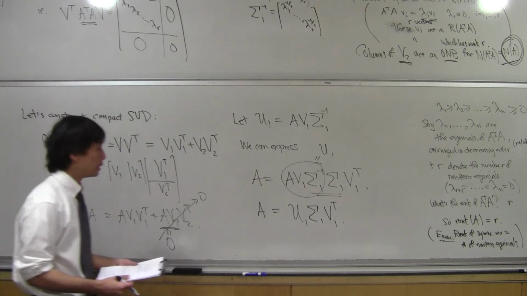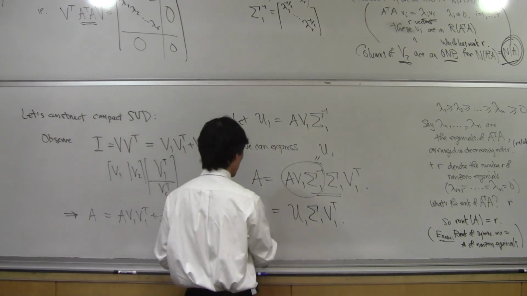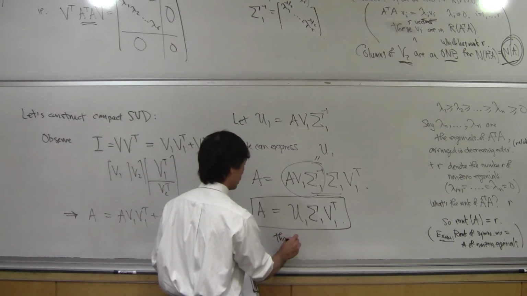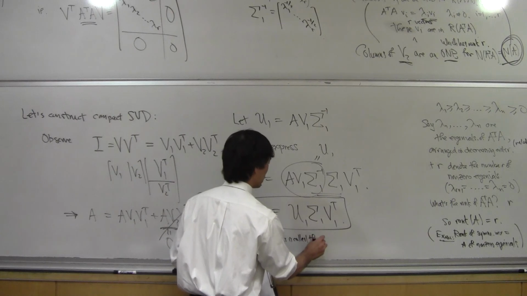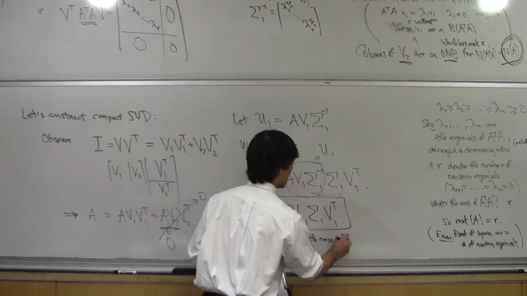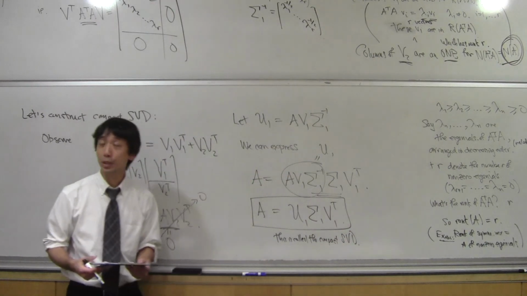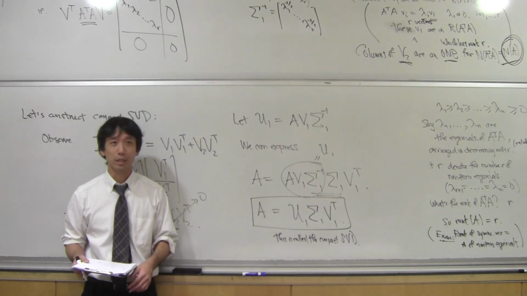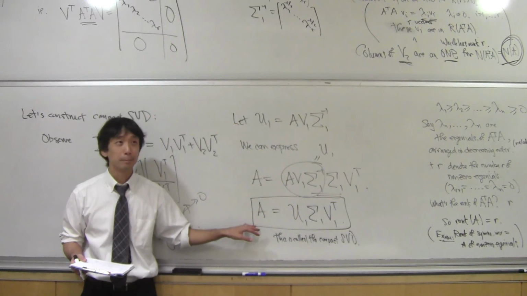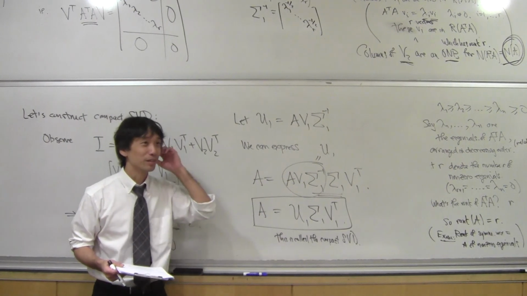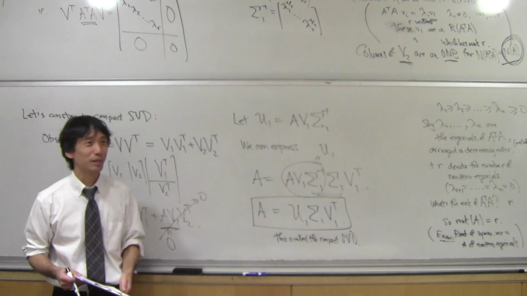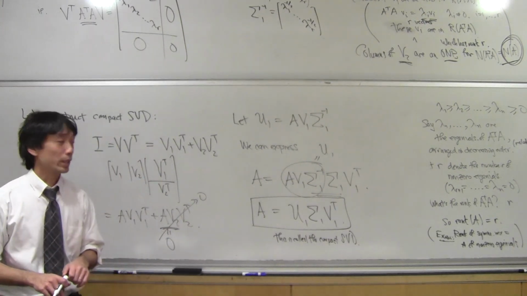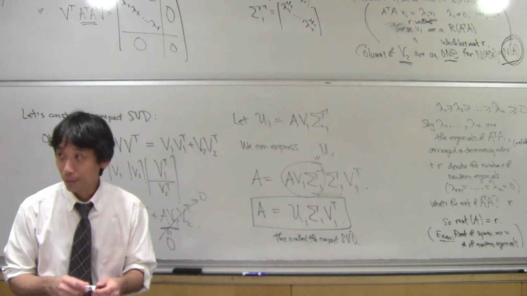Okay, and so this is the baby version, called the compact singular value decomposition. Next time we'll use it to construct the full-blown singular value decomposition. Why do you call it compact? Because it's smaller. Okay, let's stop here for today.